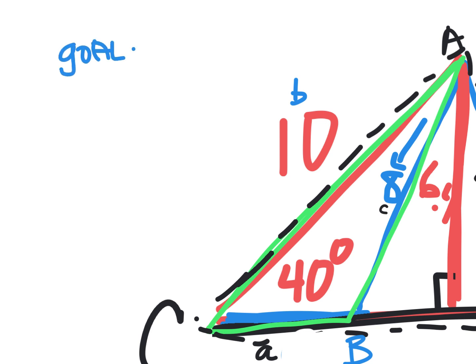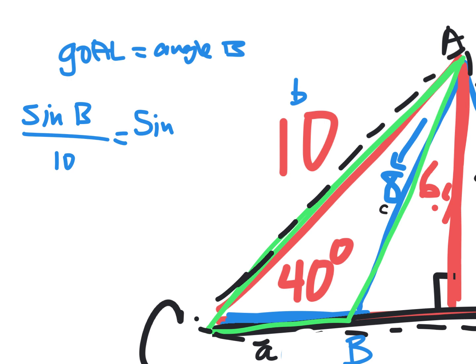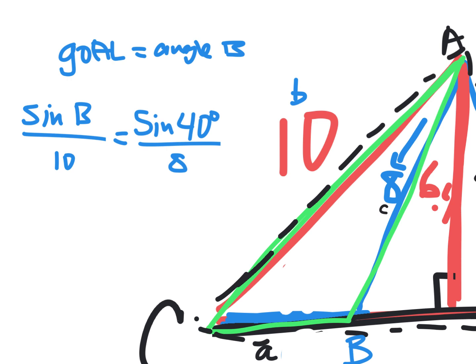Goal, angle B. So then you go sine of big B. You put that on top. Remember, whatever your variable is that you care about goes on top. Over little b, what is little b? 10. Equals sine of, we better use an angle we know now, 40, over 8. This 40 is so big, I want it to be smaller, fit in this corner better. Would you agree that to get B alone, I'm going to have to times by 10 on both sides?